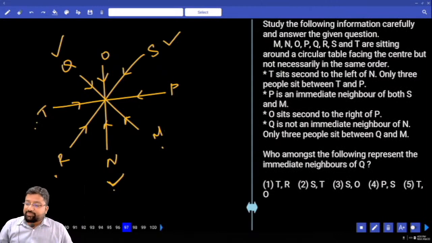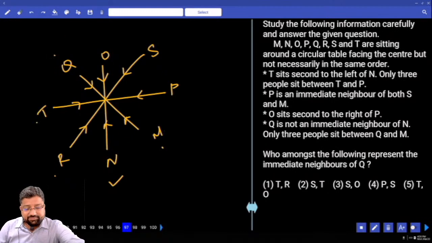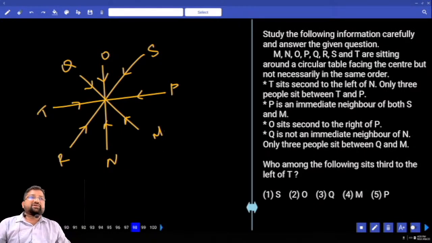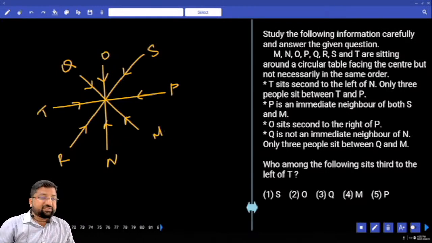Who amongst the following represents the immediate neighbors of Q? Who are the immediate neighbors of Q? O and T. Who among the following sits third to the left of T? Third to the left of T is yes. Is this clear? Now do we have questions on number series?